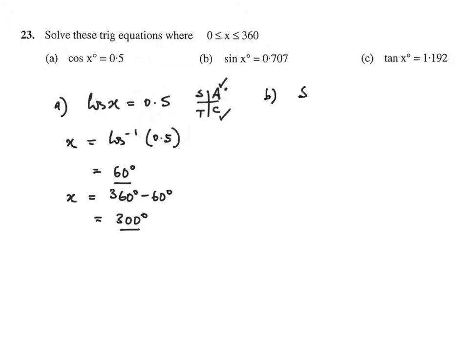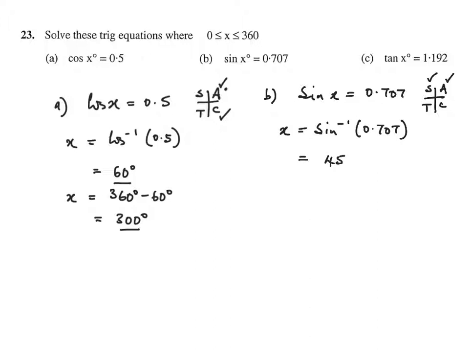Part B, so sine x equals 0.707. CAST diagram. Sine is positive in the first two quadrants. So calculator, x equals sine to the minus 1 of 0.707, and we'll get the answer 45 degrees. That's the answer in the first quadrant. The answer that lies in the second quadrant is found by subtracting that 45 from 180 degrees. That gives us 135 degrees.